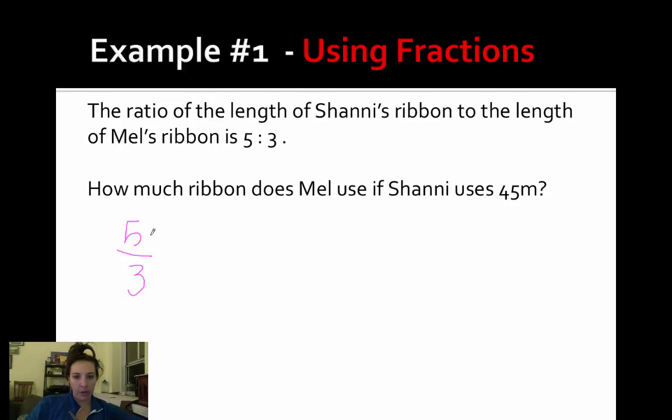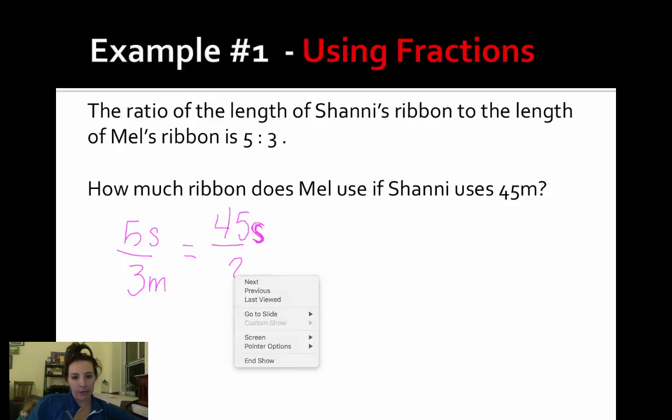We need to make sure that we know that this is Shani and that this is Mel. All right, so this is our original ratio. Shani uses 45. Now, it's really important when we do equivalent ratios as fractions that we don't start mixing up the top and the bottom. So if this had said that Mel uses 45, then I would need to put the 45 as the denominator, not the numerator. That's an S, not a 5.